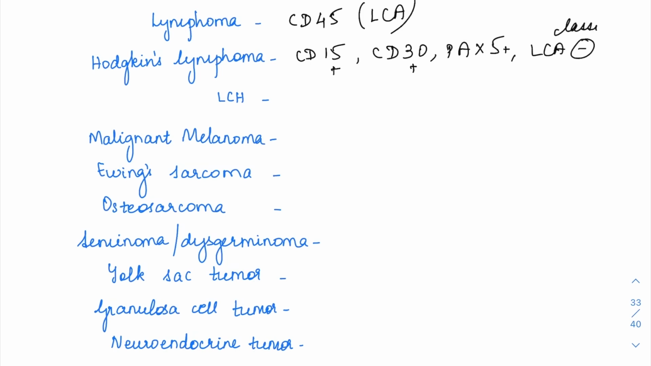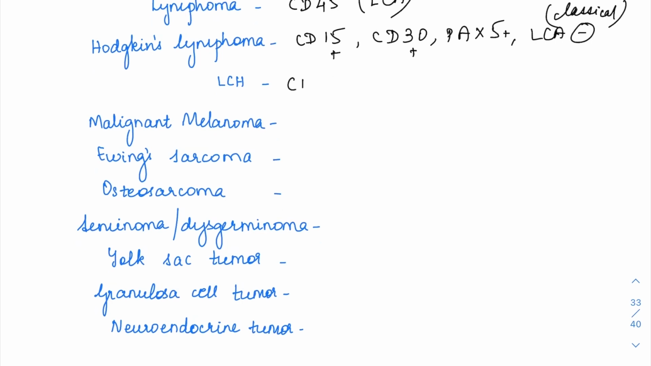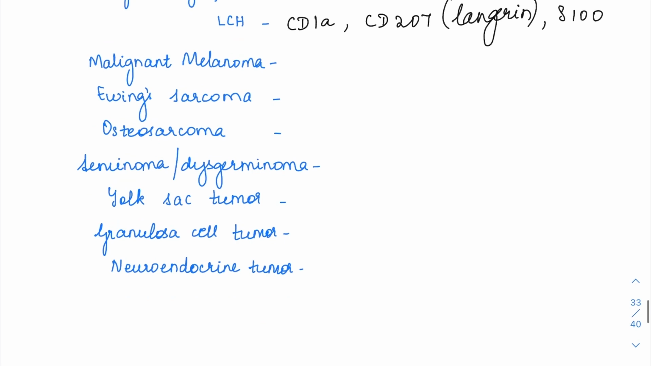Then LCH is Langerhans cell histiocytosis. Here, the marker we use is CD1A. Then we use CD207, which is also called Langerhans, and we can also use S100. For malignant melanoma, we have to use HMB45, Melan A, and also S100 again. S100 is kind of a non-specific marker; we can get it in multiple tumors. So just remember CD1A and CD207 for LCH, and for malignant melanoma, HMB45 and Melan A.